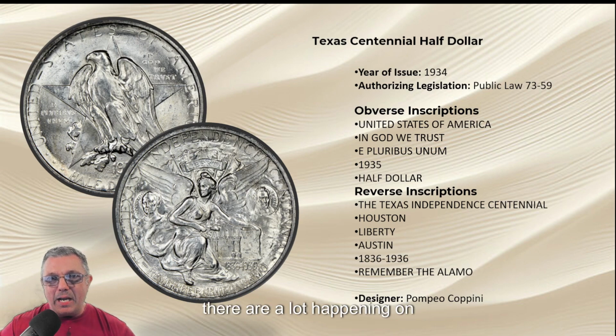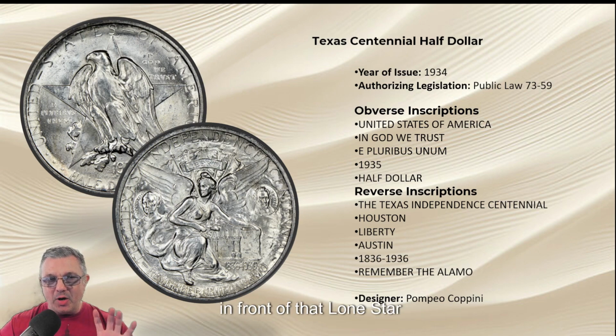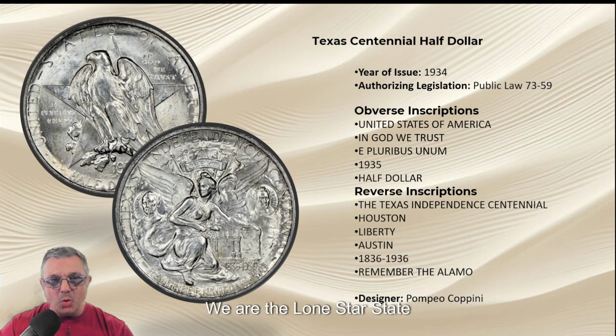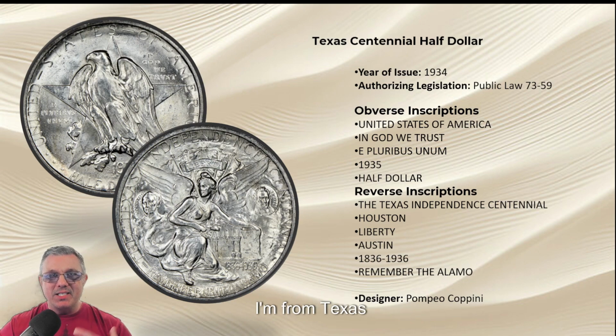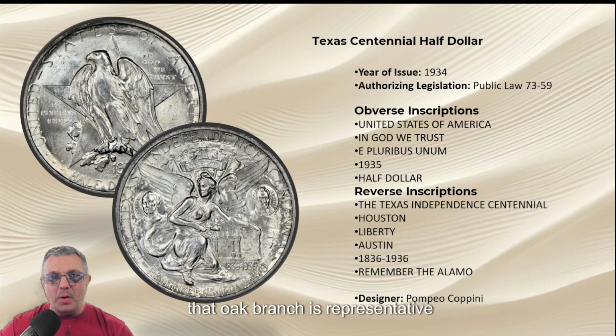Now, there's a lot happening on this particular coin. If you look at the front of it, you're going to see that eagle in front of that Lone Star. We are the Lone Star State. If you don't know, I'm from Texas. I am a transplant, wasn't born here. But again, down below, you see that eagle grasping that oak branch. Now, that oak branch is representative of strength and solidarity.